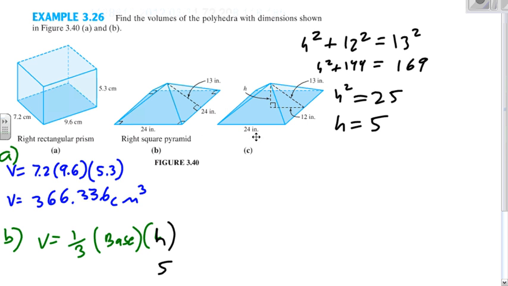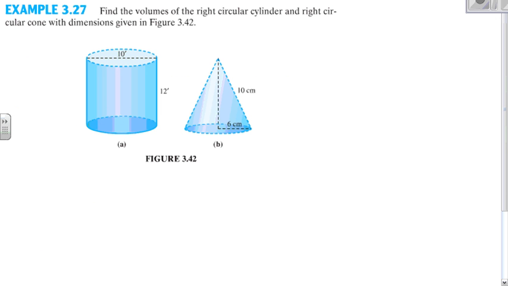The area of the base, since it's a square, will be 24 times 24, which is 576. So we have 1/3 of 576 times 5. Multiply that all out, we get a volume of 960, and that's in inches cubed. For our next example, we will look at a cylinder and cone.